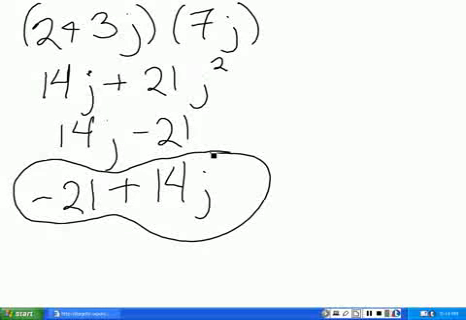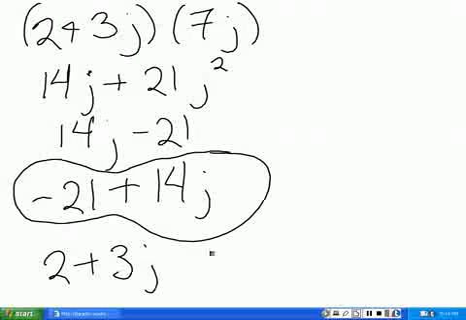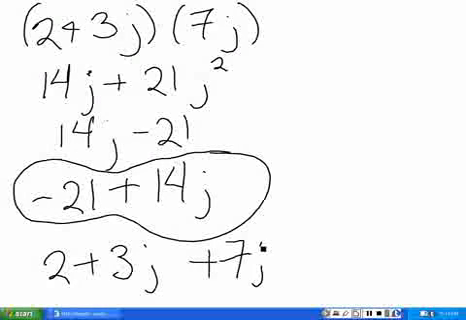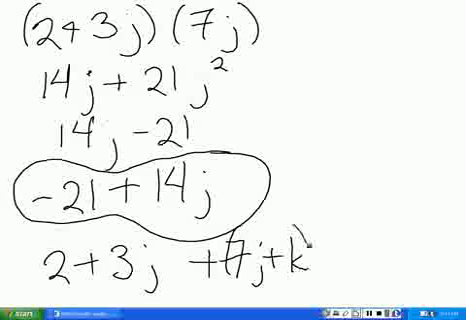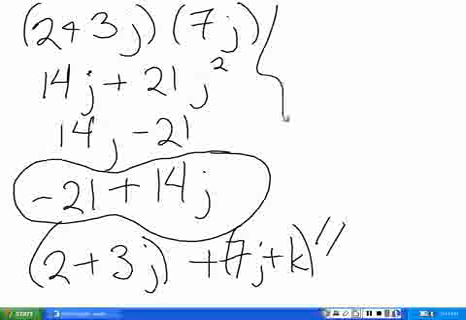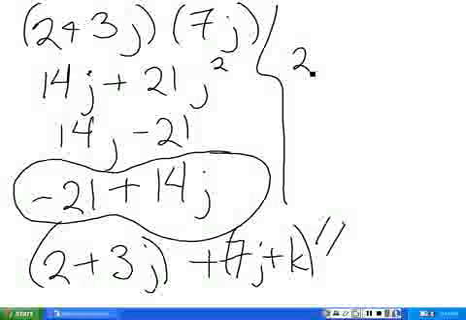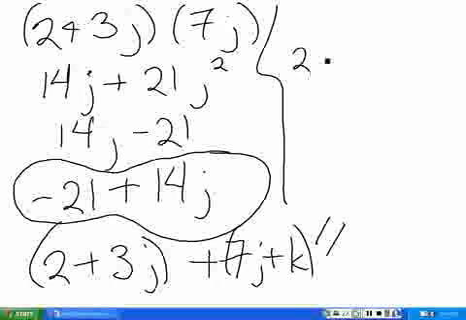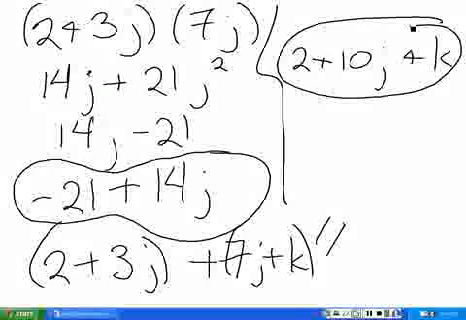Now if you guys are going to add quaternions, let's say we wanted to do 2 plus 3j plus 7j plus k. Let's just add a k in there. Well, you just add the different parts. I only have one pure real part, that's 2, and I have a 3 plus 7 for j, and I just have 1k. And that's how we can add quaternions.